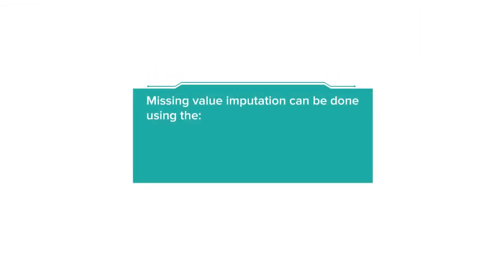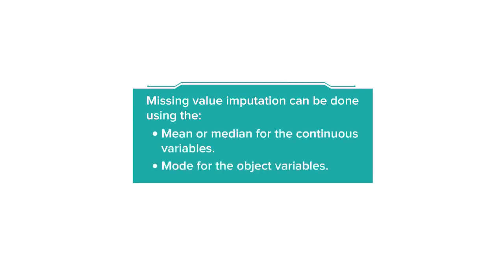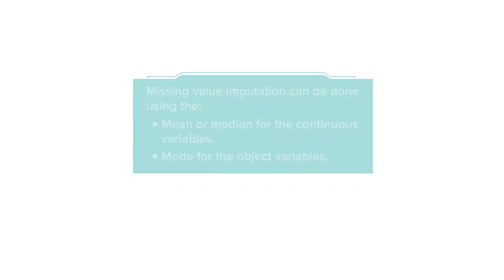Now, missing value imputation can be done using the mean or median for the continuous variables and the mode for the object variables. As our data contains both data types, let's have a look in order to determine in what ways we can impute the missing values for the different variables.